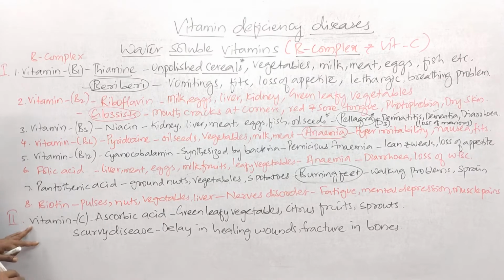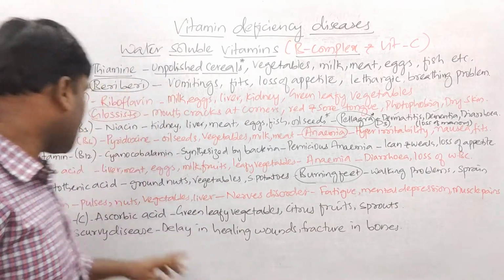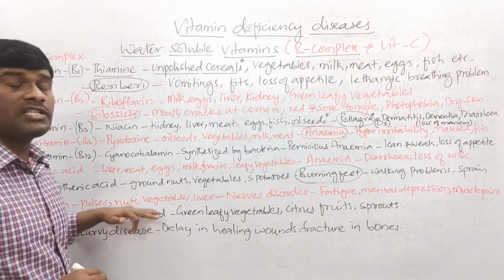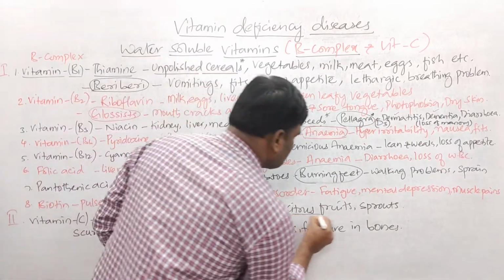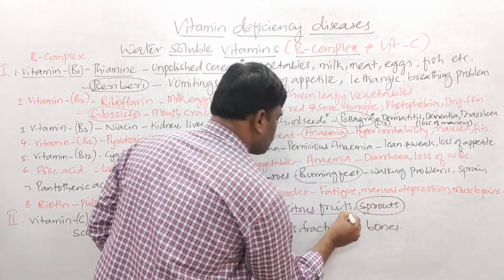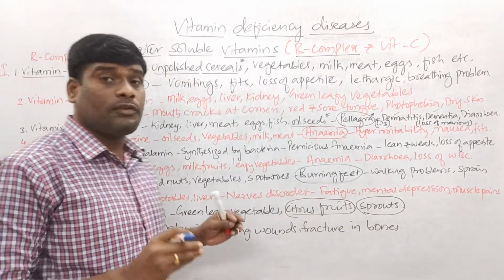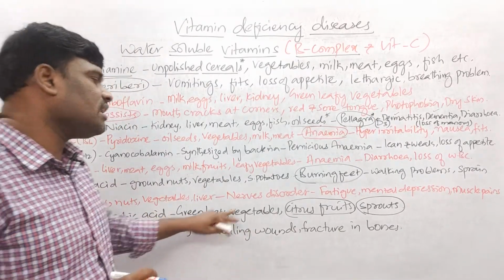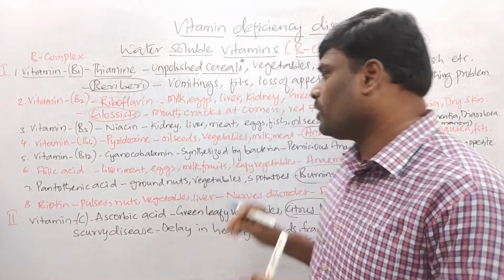And let us see another water soluble vitamin, that is vitamin C. Technically we call it ascorbic acid. Vitamin C is very rich in citrus fruits, children, as well as sprouts also. Especially in amla and in lemon. They are very rich in vitamin C, children, and even in green leafy vegetables.